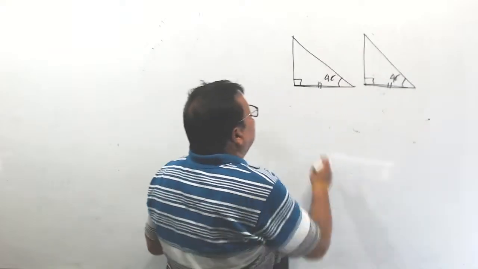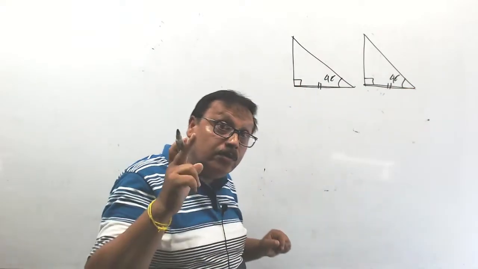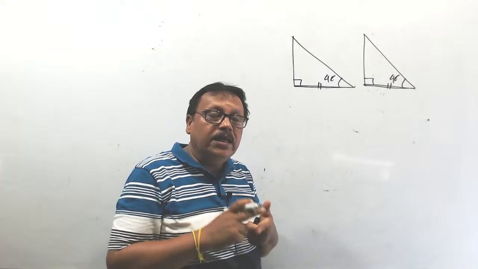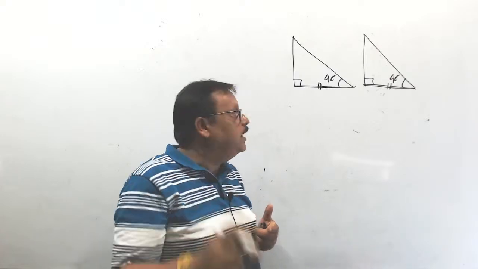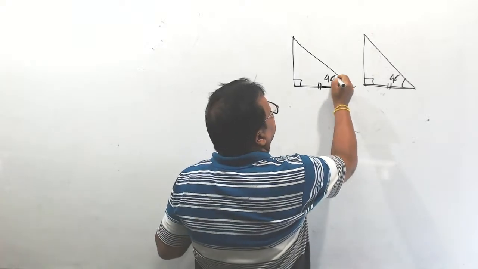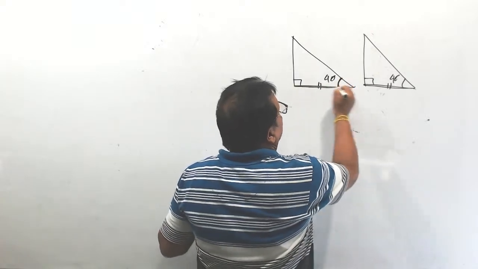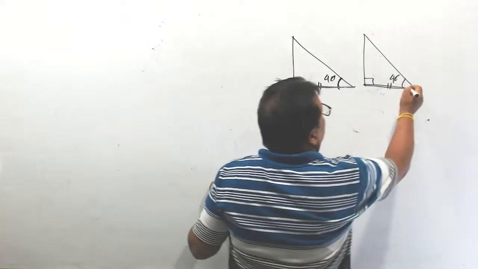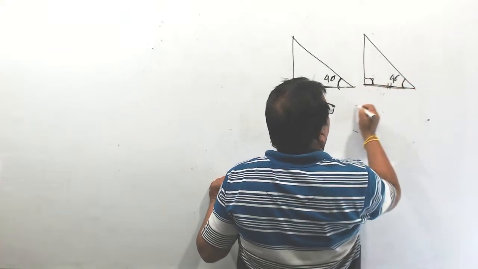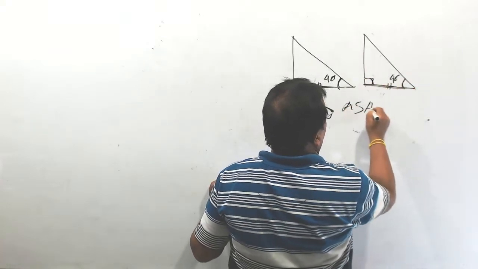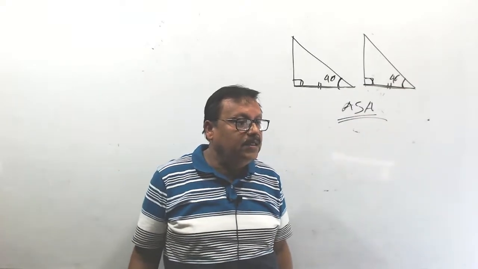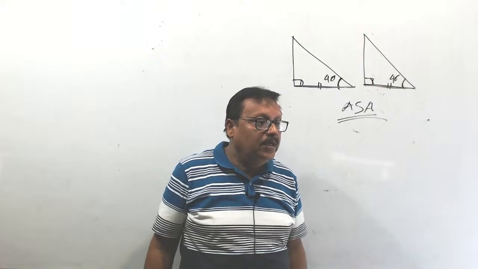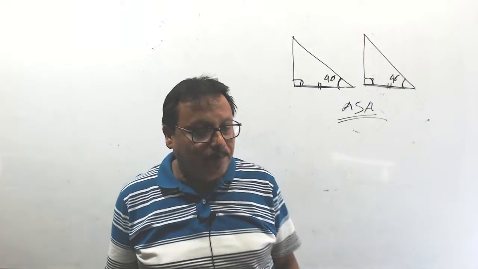Right angle means also an angle, a special kind of angle. That's what a right angle is. Here is the angle 40 degrees. So angle, side, angle. Angle, side, angle property. It is not RHS. Okay, it is not RHS.